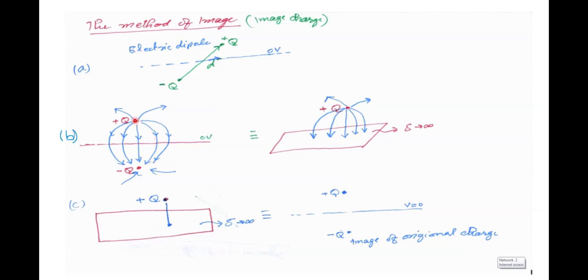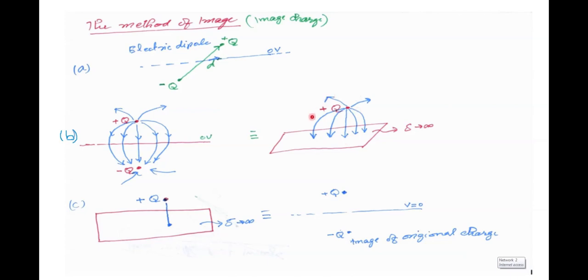In this figure we can replace the negative charge and the zero potential plane by locating an infinite conducting sheet of negligible thickness and the positive charge. So this configuration doesn't affect the field configuration due to the positive charge located above the conducting sheet.